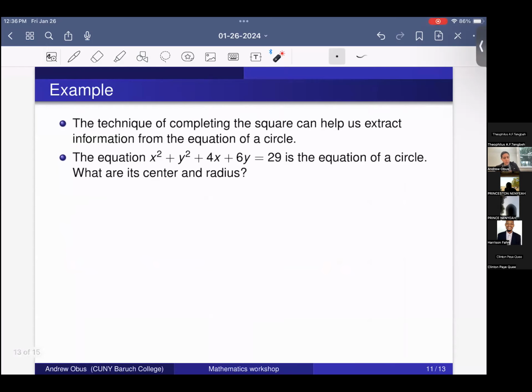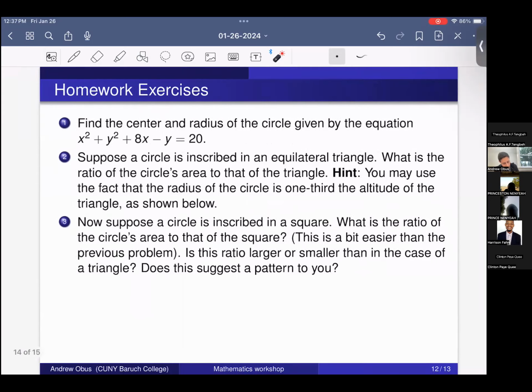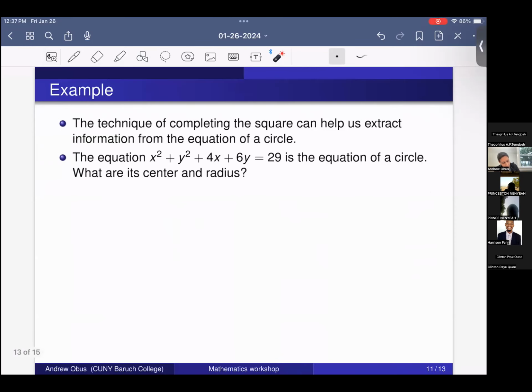Okay, so let me go to the last slide today. The technique of completing the square can help us extract information from the equation of a circle. So let's say I give you an equation like this: x squared plus y squared plus 4x plus 6y equals 29. Okay? So the question is, what are its center and radius?